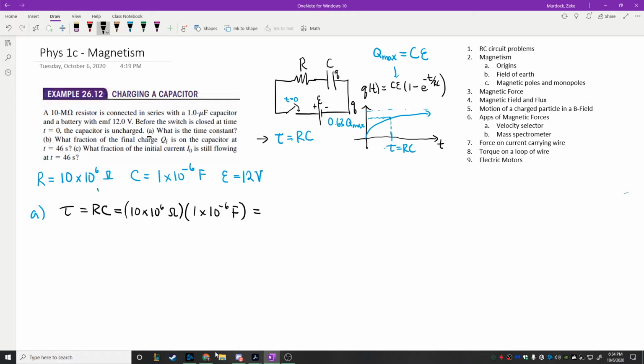You're going to get, the 10 to the 6's cancel out. You're going to get 10 seconds. That is the time it would take for the capacitor to charge up to about 63% of the charge max. One thing that's probably worth looking at here is the units and making sure they make some kind of sense. So what's an ohm? I'm going to write down a couple equations here to remind us what those things are.